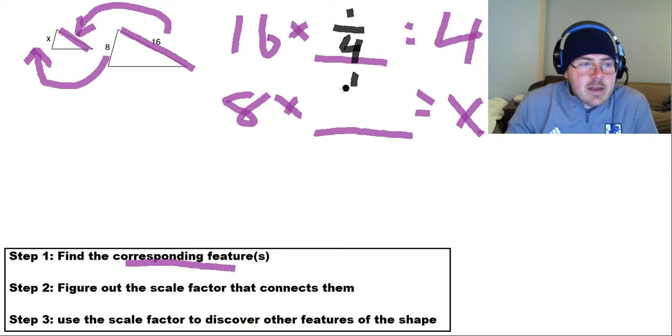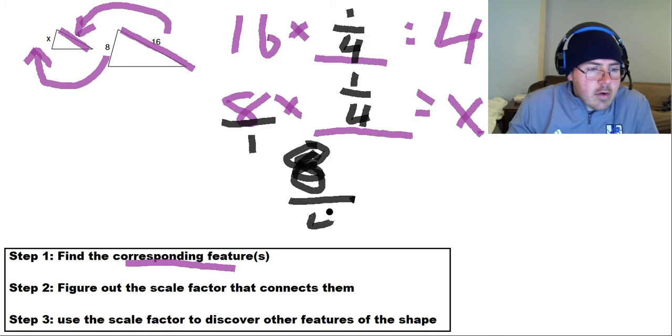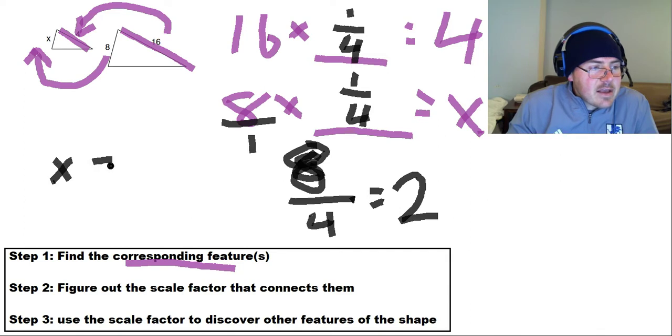Therefore, I'm going to use the same scale factor. For this, 8 times 1/4 would be x. Now, that's going to be 8 over 1 times 1/4, so that'd be 8 over 4. 8 times 1 is 8. 1 times 4 is 4. 8 divided by 4 is equal to 2. That means that x equals 2.